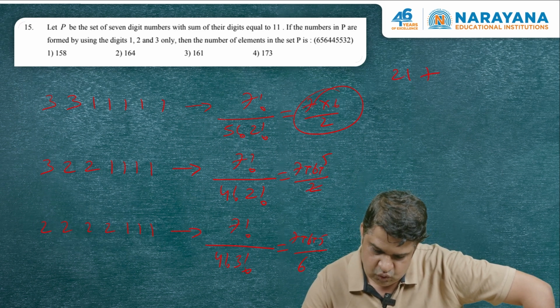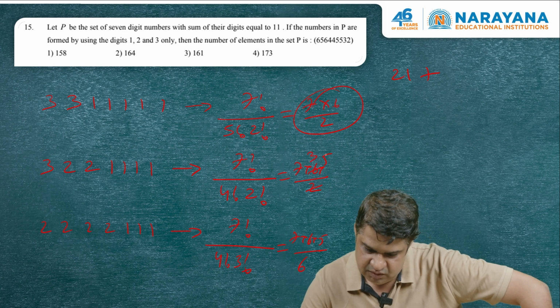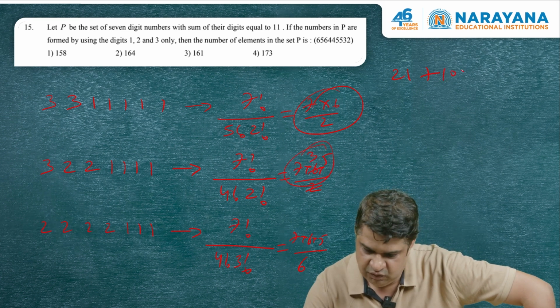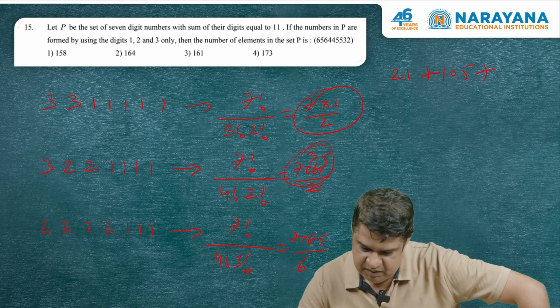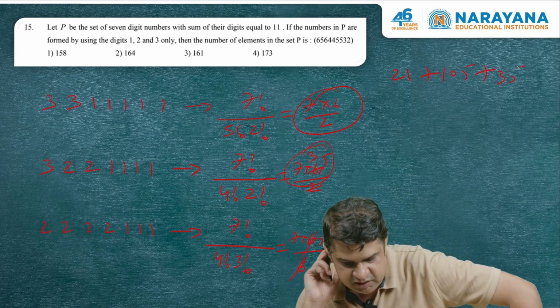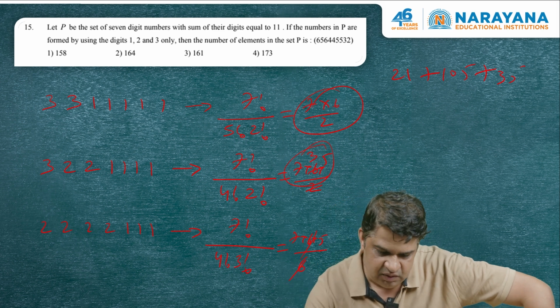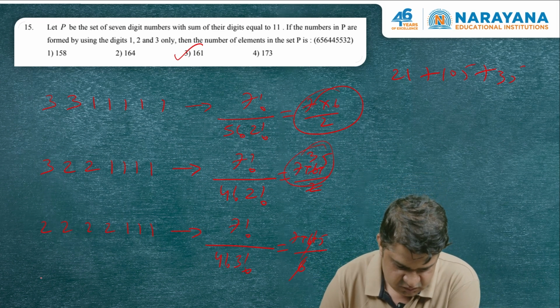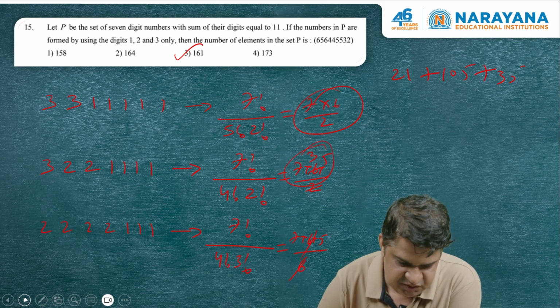Now, here it is 2 into 6, 3. So, it is 15 into 7, 105, and it is 35. So, it is 105 plus 35, 140, plus 21. So, our answer will become 161. So, let us move towards our next problem.